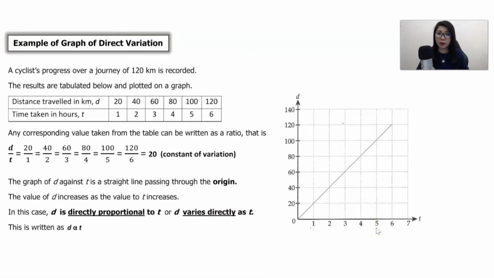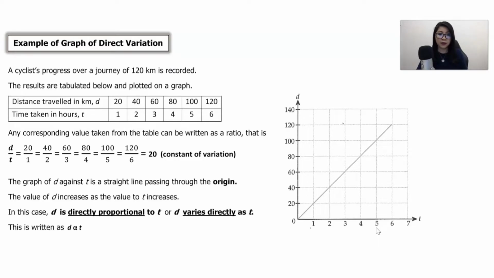Now let's look at an example of a graph of direct variation. A cyclist's progress over a journey of 120 kilometers is recorded. The results are tabulated below and plotted on the graph. The distance traveled in kilometers, D, is 20, 40, 60, 80, 100 and 120. This one is on the y-axis, whereas the time taken in hours, T, is on the x-axis.